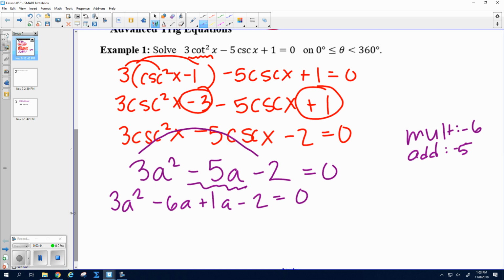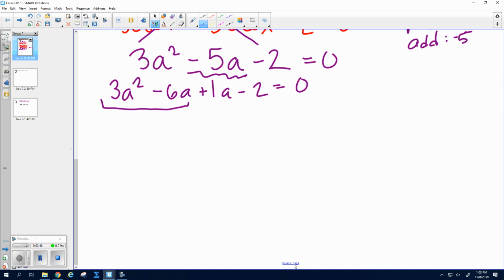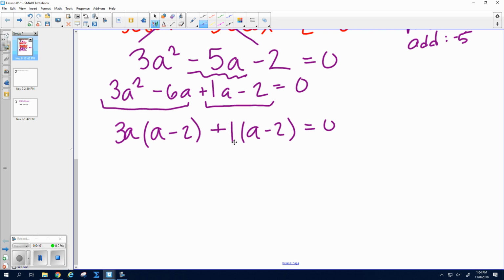Then we factor by grouping. So we're looking for a GCF. What comes out of the first 2 terms? 3a. And that leaves me with a minus 2. And then what comes out of the second 2 terms? A positive 1. And that leaves me with a minus 2. Those have to match, right? Or you messed up.